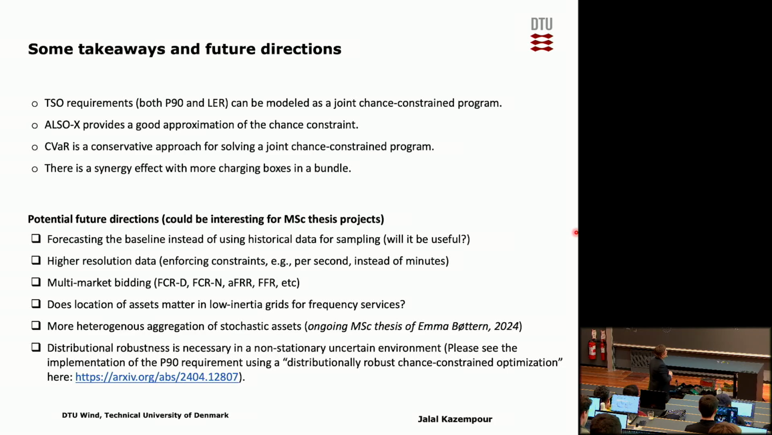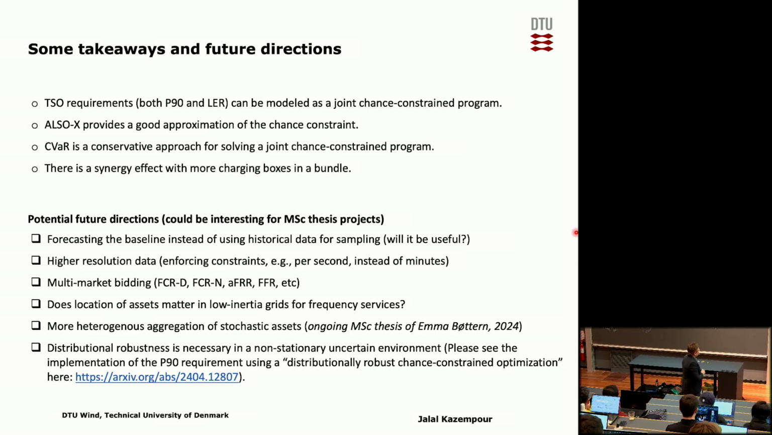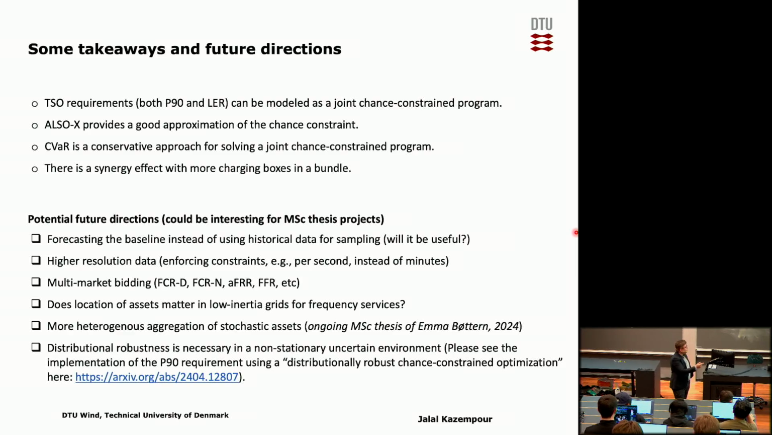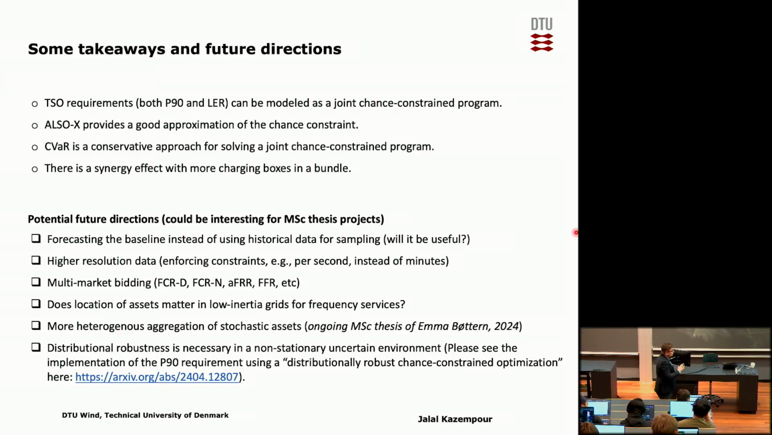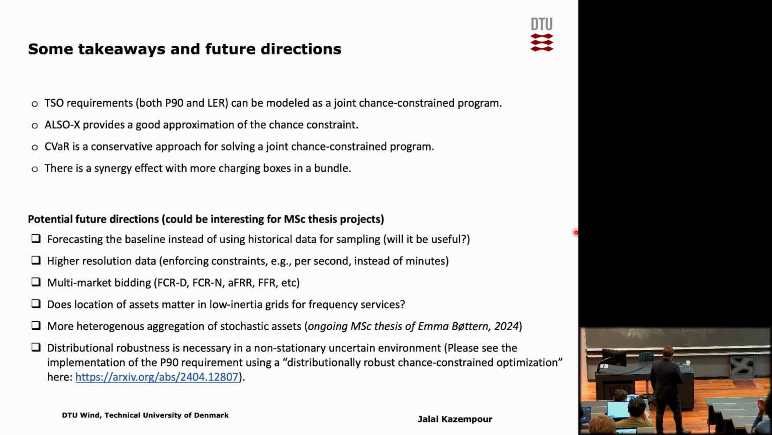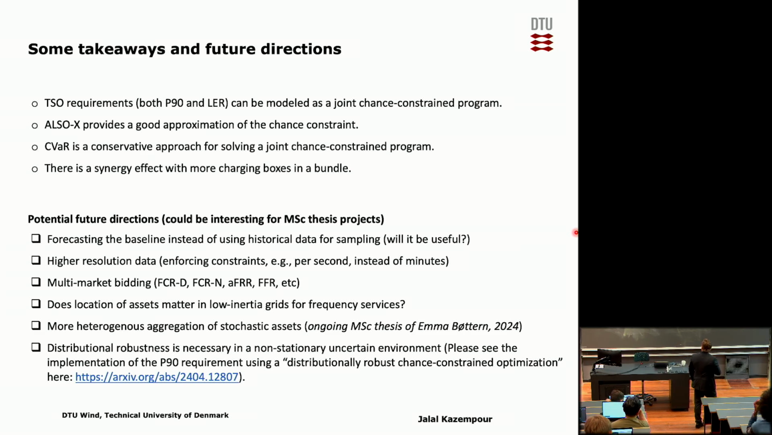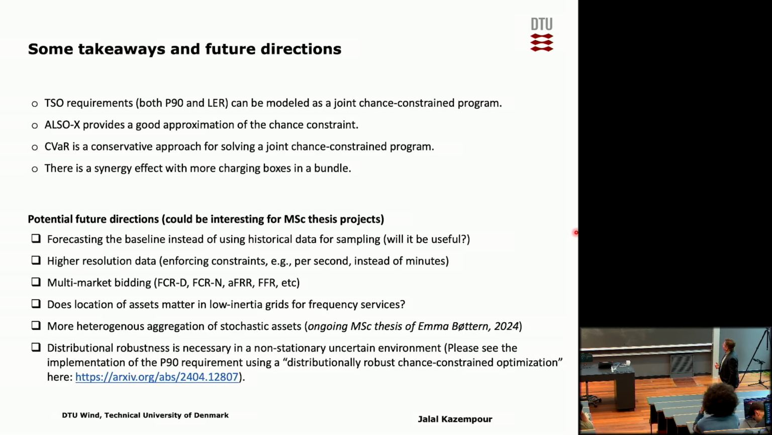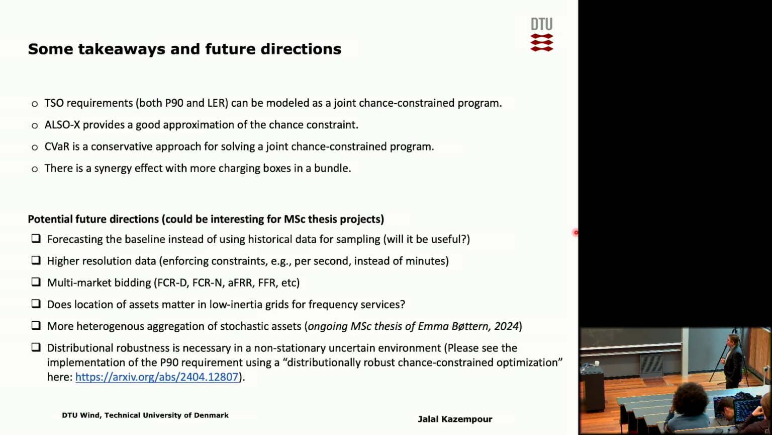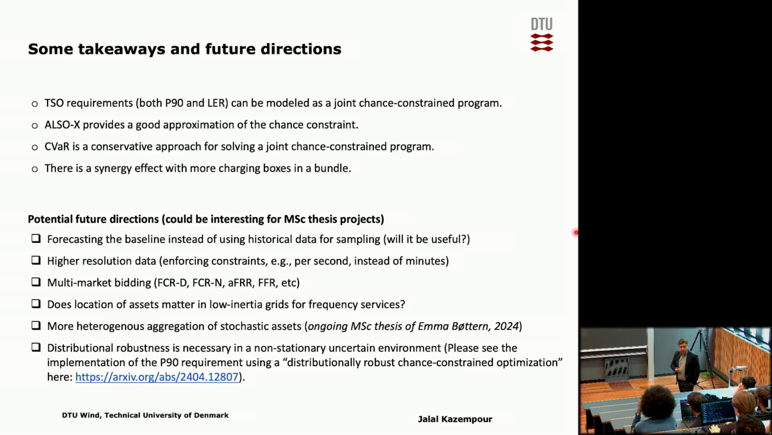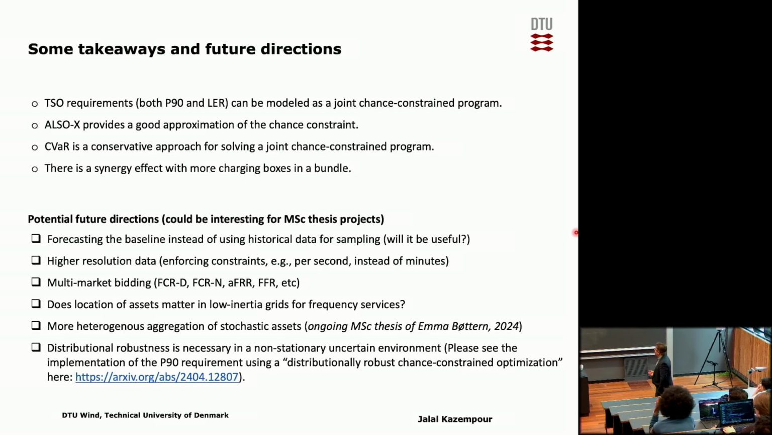So we discussed the Energinet requirements, both P90. So you will implement the P90 requirement in your assignment, but not LER. But if you are interested, you can read the paper. And we solved it as a joint chance constraint program. We saw that X also provides a better reformulation, better performance, while CVaR is more conservative, and there is a synergy effect among assets in the portfolio.